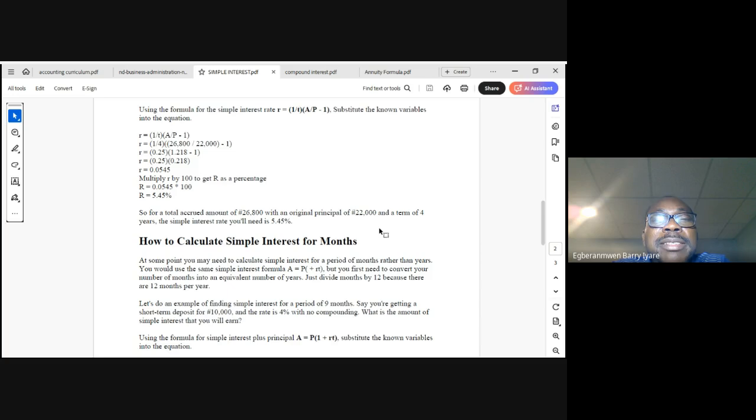How do you convert to percentage? You multiply by 100, and that gives us the big R, capital R. So 0.0545 times 100 will give us 5.45%. So for a total accrued amount of 26,800 naira with an original principal of 22,000 naira and a term of 4 years, the simple interest rate you will need is 5.45%.